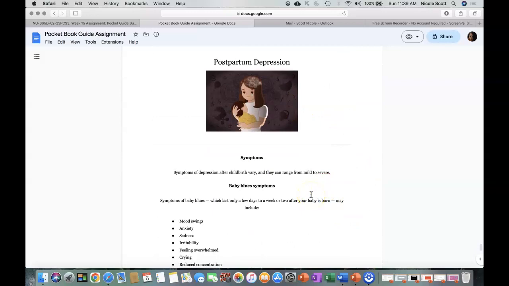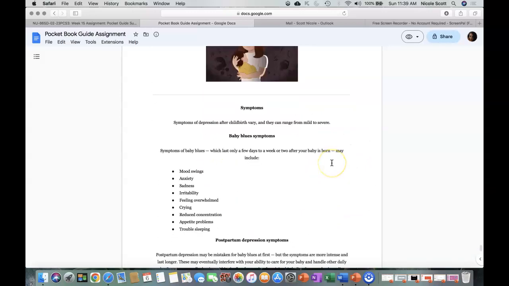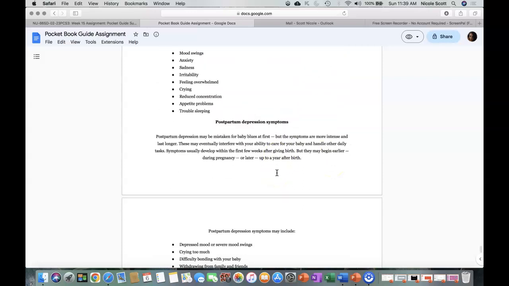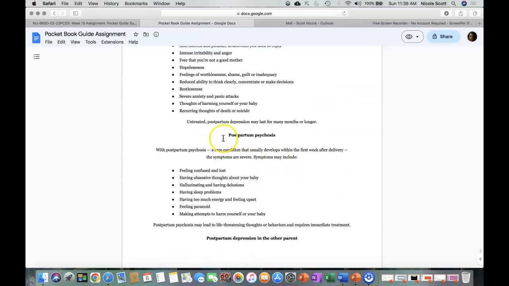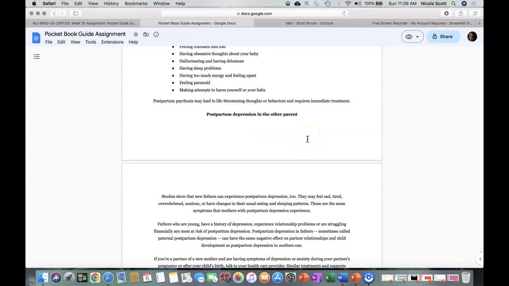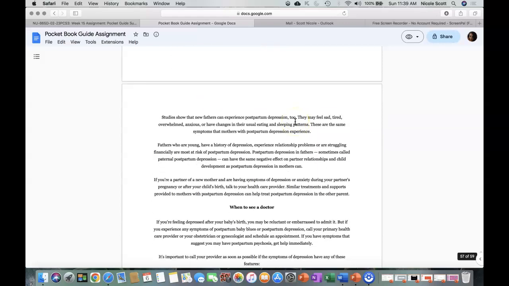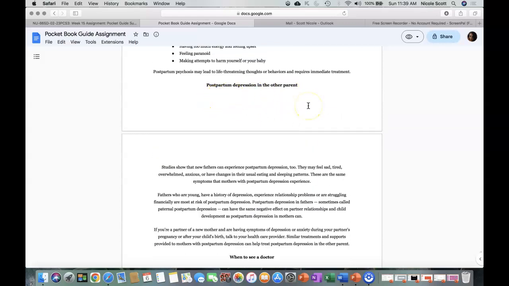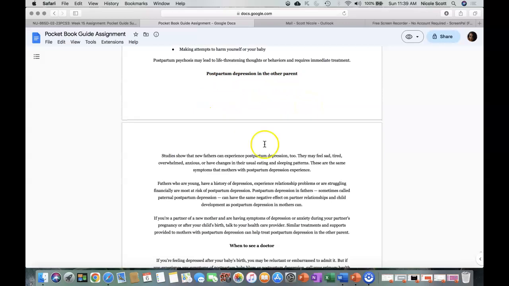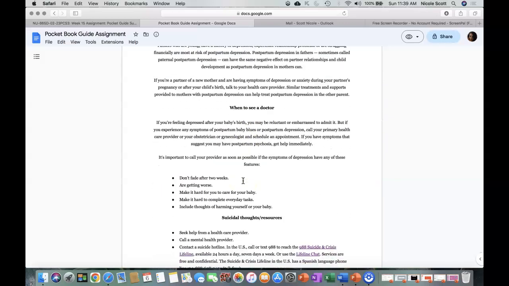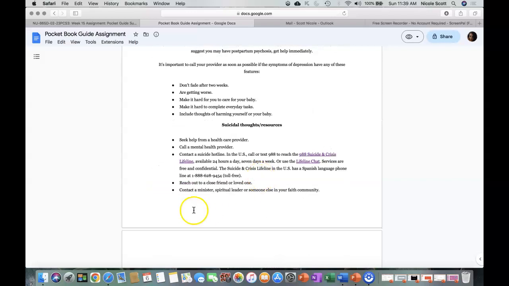Postpartum depression, something that's pretty important, going over baby blues versus postpartum depression versus postpartum psychosis. Postpartum depression in the other parent, something that's really not talked about that much, but I wanted to include it in here. When to see a doctor, suicidal thoughts and resources. I really like to have this information so I can refer back to that if I need to for any of my patients.